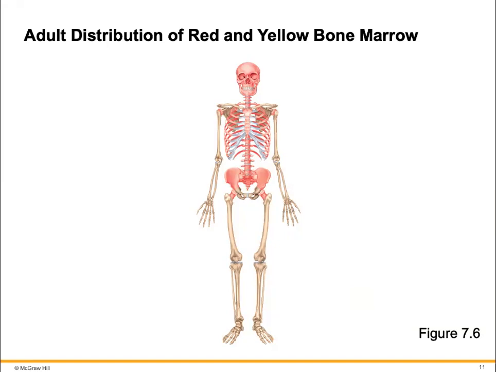It's not going to produce the blood. And I've already mentioned that it can get converted back into red bone marrow if somebody is suffering from chronic anemia, but primarily it's there as a cushioning and support mechanism.